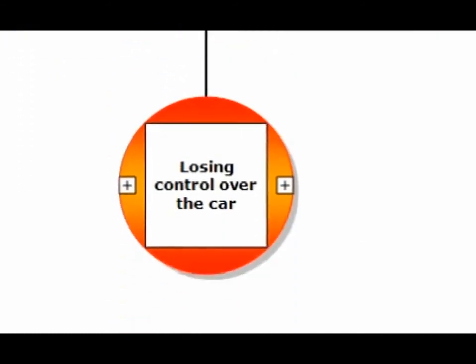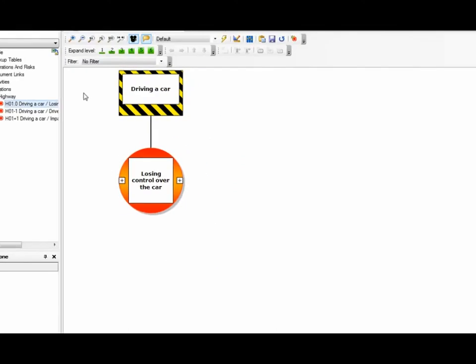Now below it is a top event, and the top event is the first moment you lose control over the hazard. We haven't hit anything yet and there's no damage, but we have lost control. In this case, the generic wording loss of control over car works quite well. If you're not sure how to formulate the top event, you could always start with a generic loss of control description and later on specify more if necessary.